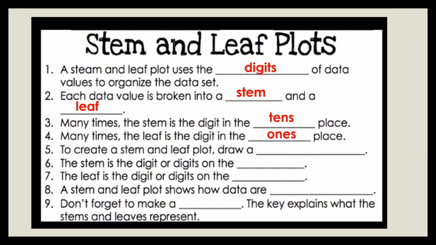To create a stem and leaf plot, draw a T-chart. The stem is a digit or digits on the left. The leaf is a digit or digits on the right. A stem and leaf plot shows how data are distributed. Don't forget to make a key. The key explains what the stems and leaves represent. Very, very important. Make sure you have a key.